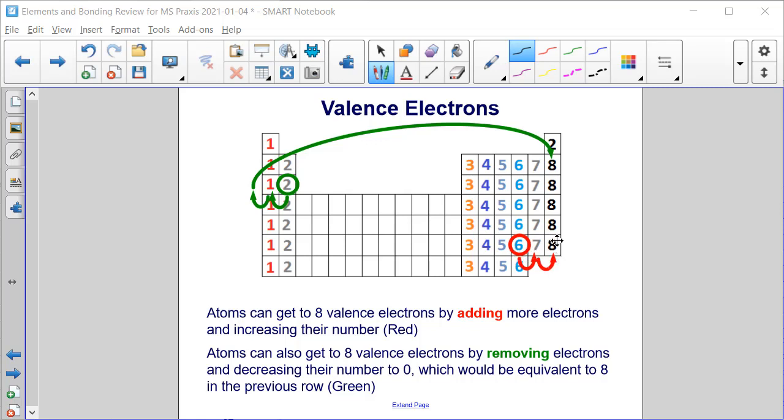8, or atoms can get to 8 valence electrons by losing electrons. So if this atom right here starts with 2, if we lose 1, lose 2, then we go back to the previous period, and now we have 8 valence electrons.